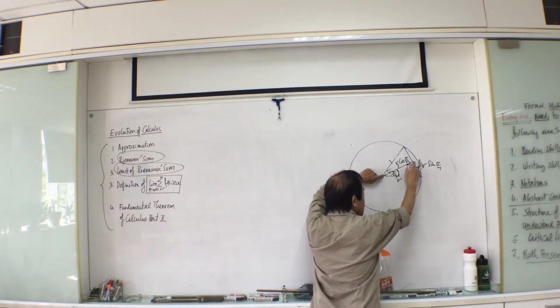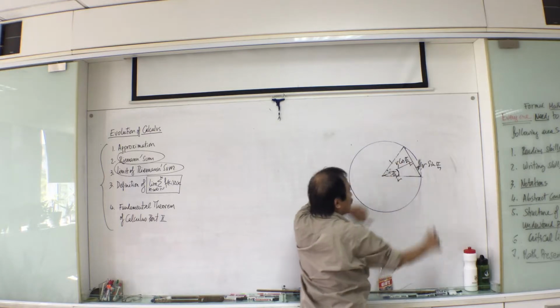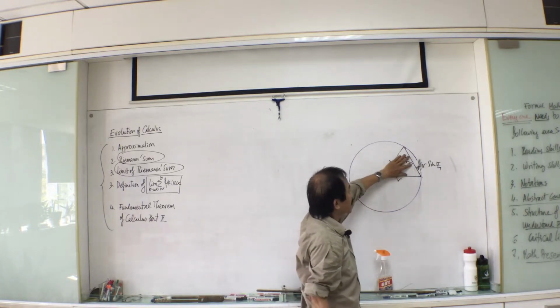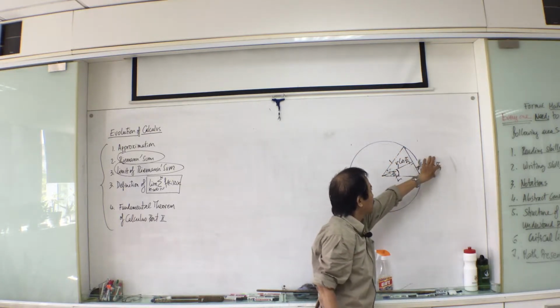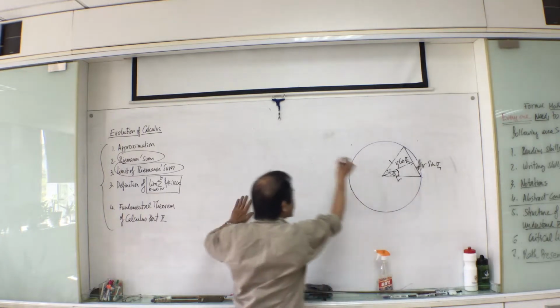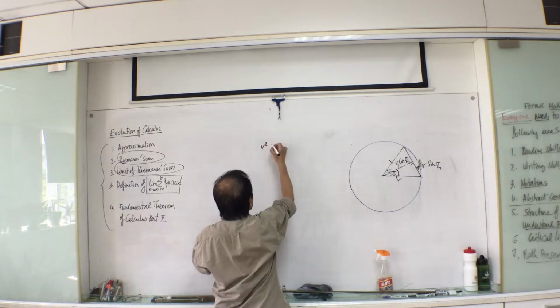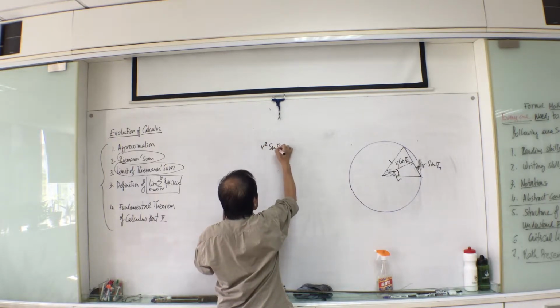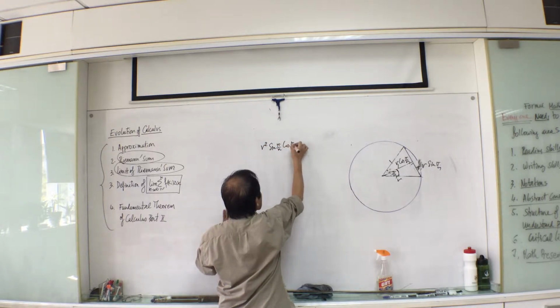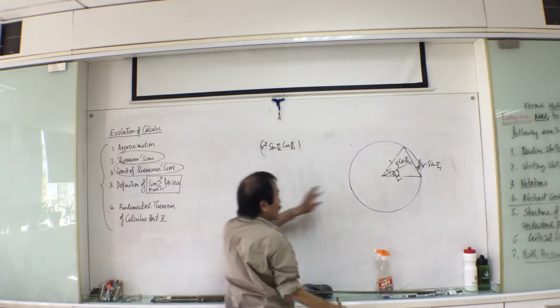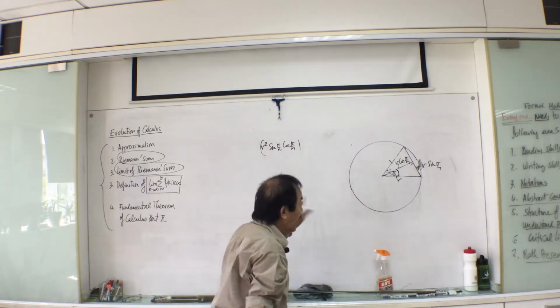Therefore, this one equals r cosine pi over n. So the area of the big triangle equals half of the width times the height. So the area of the triangle equals r sine pi over n times r cosine pi over n, which gives r squared sine of pi over n cosine pi over n. So that is one single triangle. Then we have n triangles.